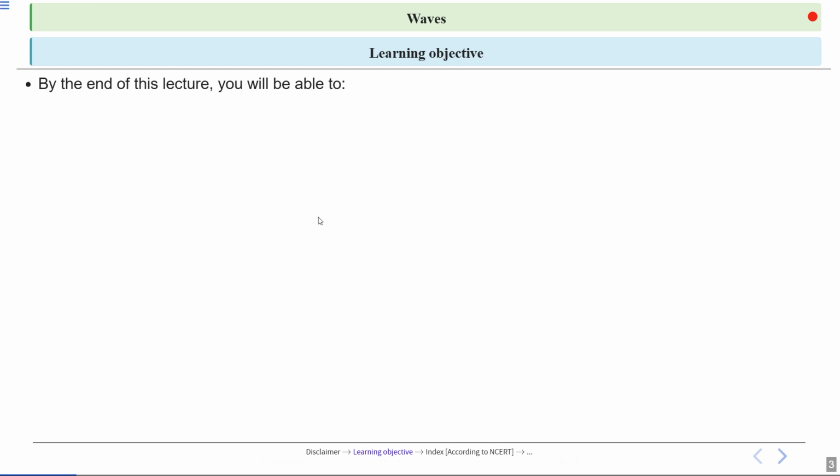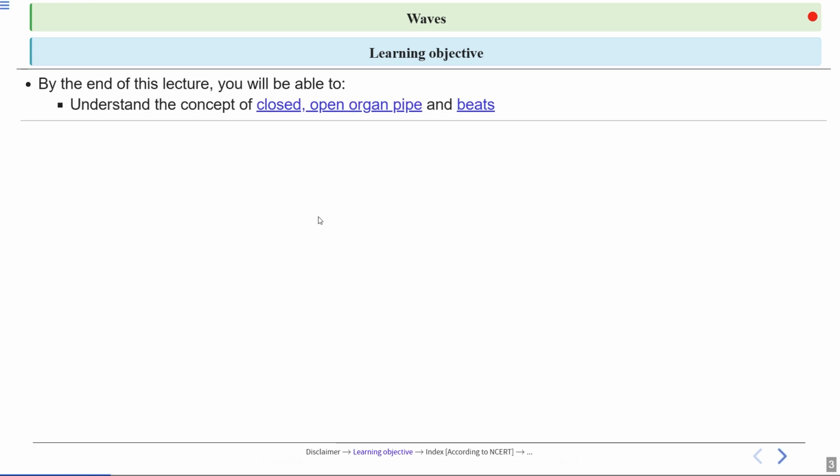Learning objective. Students, after attending this lecture you will be able to have a clear understanding of the closed and open organ pipes and beats.